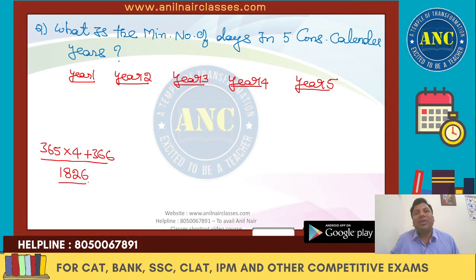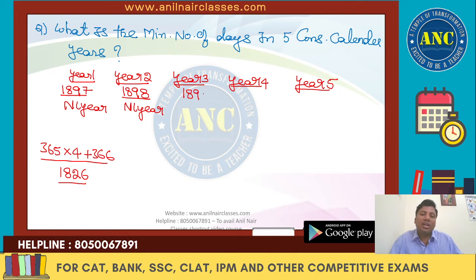But 1826 is incorrect. Why? Because if I take 1897, it is a non-leap year. 1898, it is also a non-leap year. 1899, it is also a non-leap year.